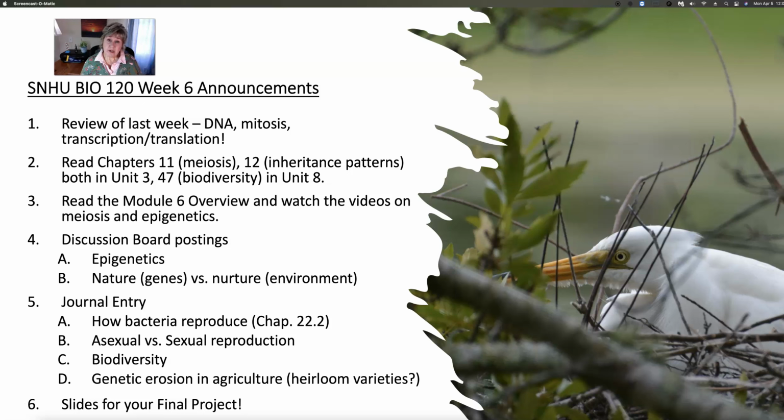For this week, you're going to learn about different types of reproduction, some inheritance, and also some biodiversity. Read through, or at least please skim through, chapters 11, 12, and 47 in your OpenStax textbook. Then read Module 6, the overview, and watch the videos on meiosis and epigenetics, especially the epigenetics because this is coming up in your discussion board postings. So your discussion board postings are about epigenetics, and I'm going to get to that in just a minute on a couple of extra slides that I have.